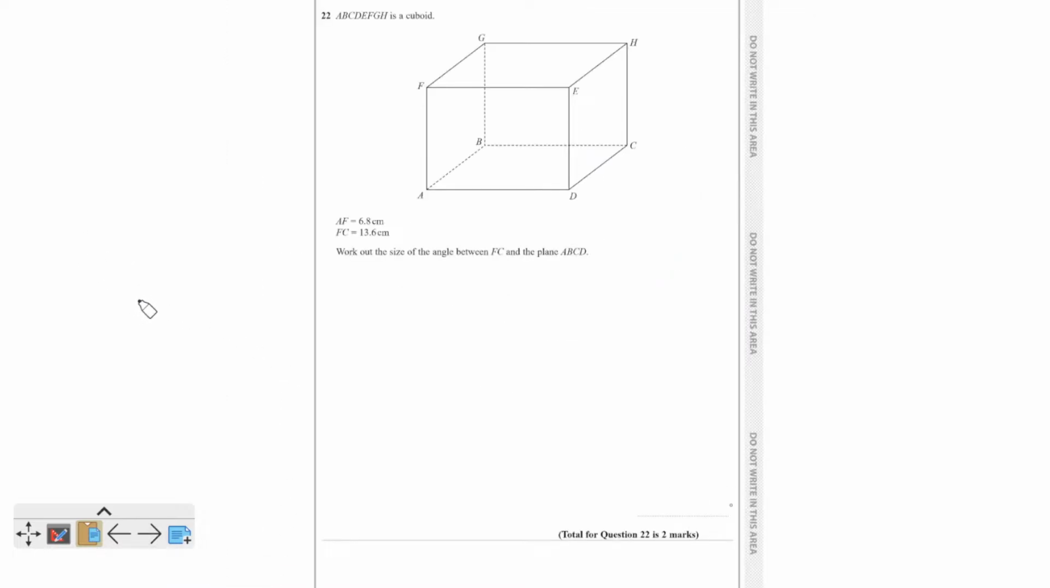Okay, question 22. This one I can already see before I've even really read it. We've got a 3D shape. We've been given some side lengths. They've asked for an angle, and it's question 22. So I'm thinking this is most likely going to be 3D trig. So let's have a look.